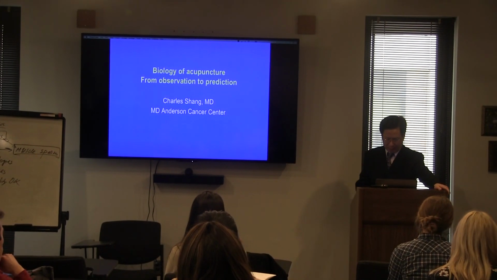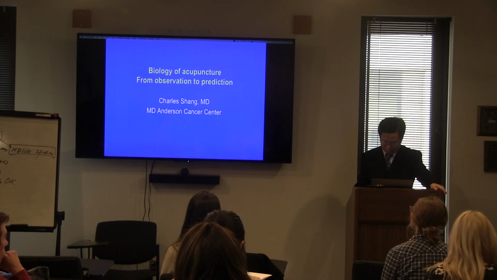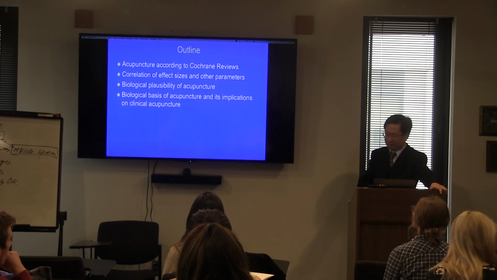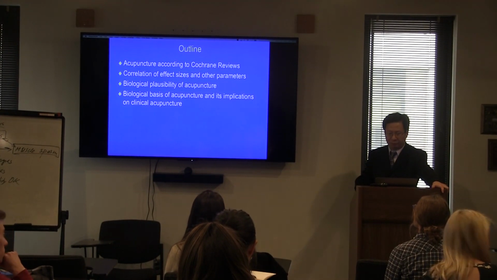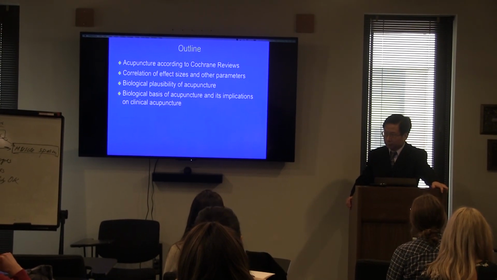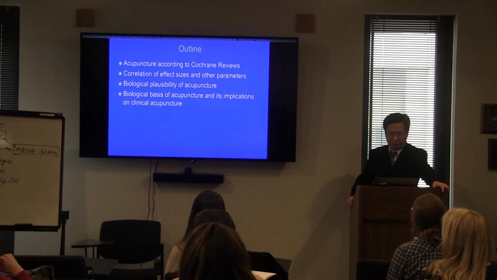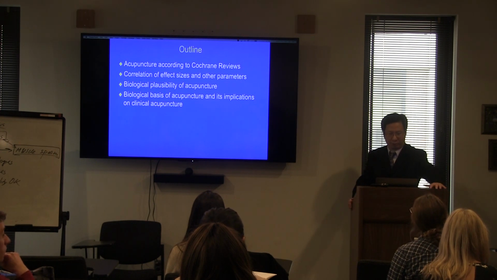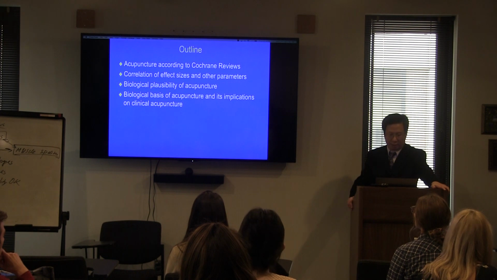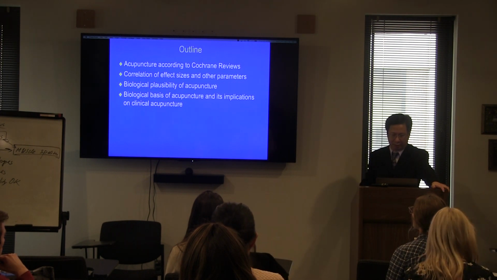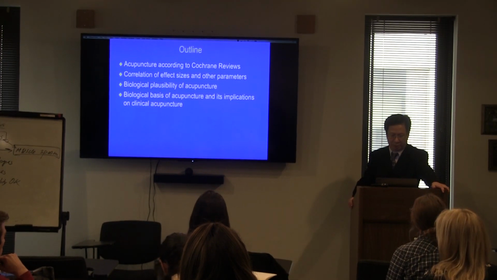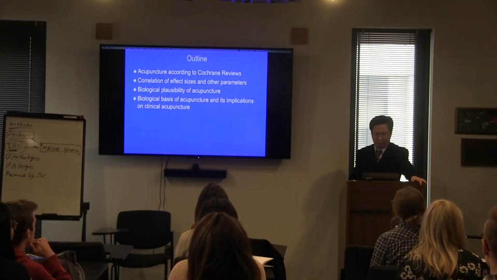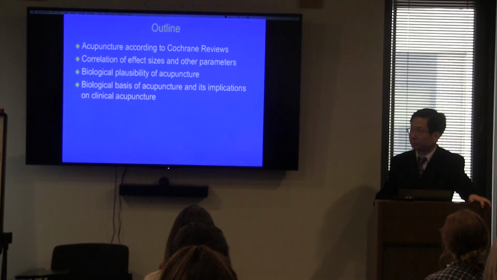I'll start with the outline of my talk. Firstly, I'll briefly mention the Cochrane reviews regarding the clinical aspects of acupuncture. Professor Emery mentioned that you've gone through this already, so I'll just do this quickly. And then I'll focus on the biology, the biological possibility of acupuncture, and its implications clinically and also on conventional biomedicine as well.